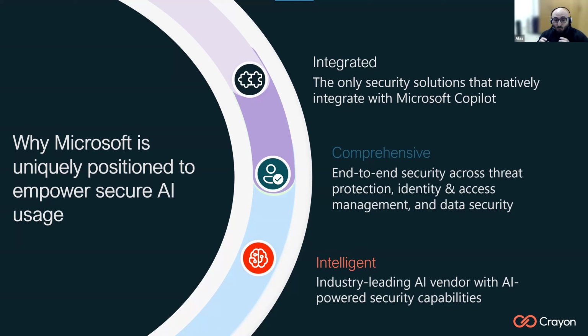When it comes to comprehensive, with end-to-end security, Microsoft covers threat protection, identity and access management, and finally, data security, ensuring all aspects of AI usage are protected. When it comes to intelligent, leveraging advanced AI capability, Microsoft AI powers security tools to proactively detect and respond to threats, continuously learning and improving over time. This combination of integration, comprehensive coverage, and intelligence makes Microsoft a leader in secure AI deployment.